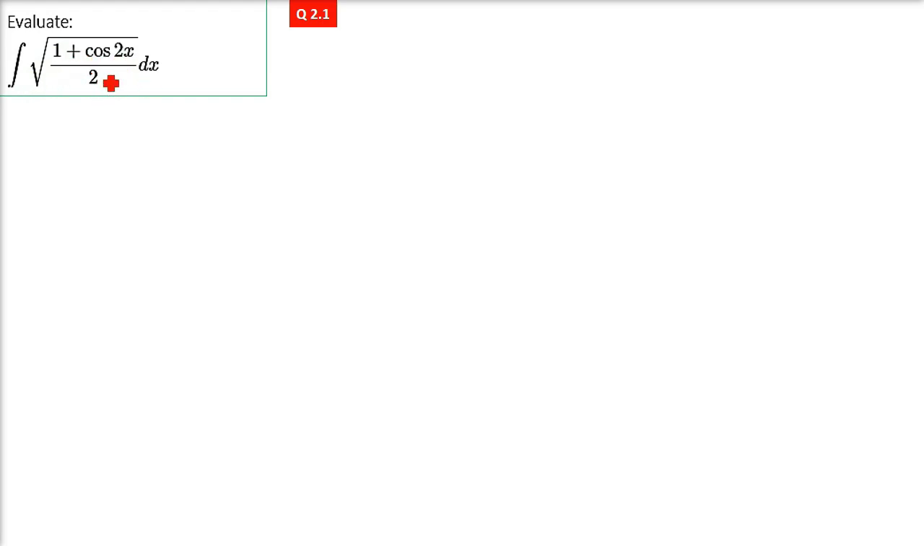Before we go ahead, there are certain standard results which we need to discuss. Cos of twice theta has a relationship with cos square and also with sin square. So cos 2 theta is equal to 2 cos square theta minus 1. That means 2 cos square theta is equal to 1 plus cos 2 theta. So in place of 1 plus cos 2 theta, we can replace 2 cos square theta. Now put it here.